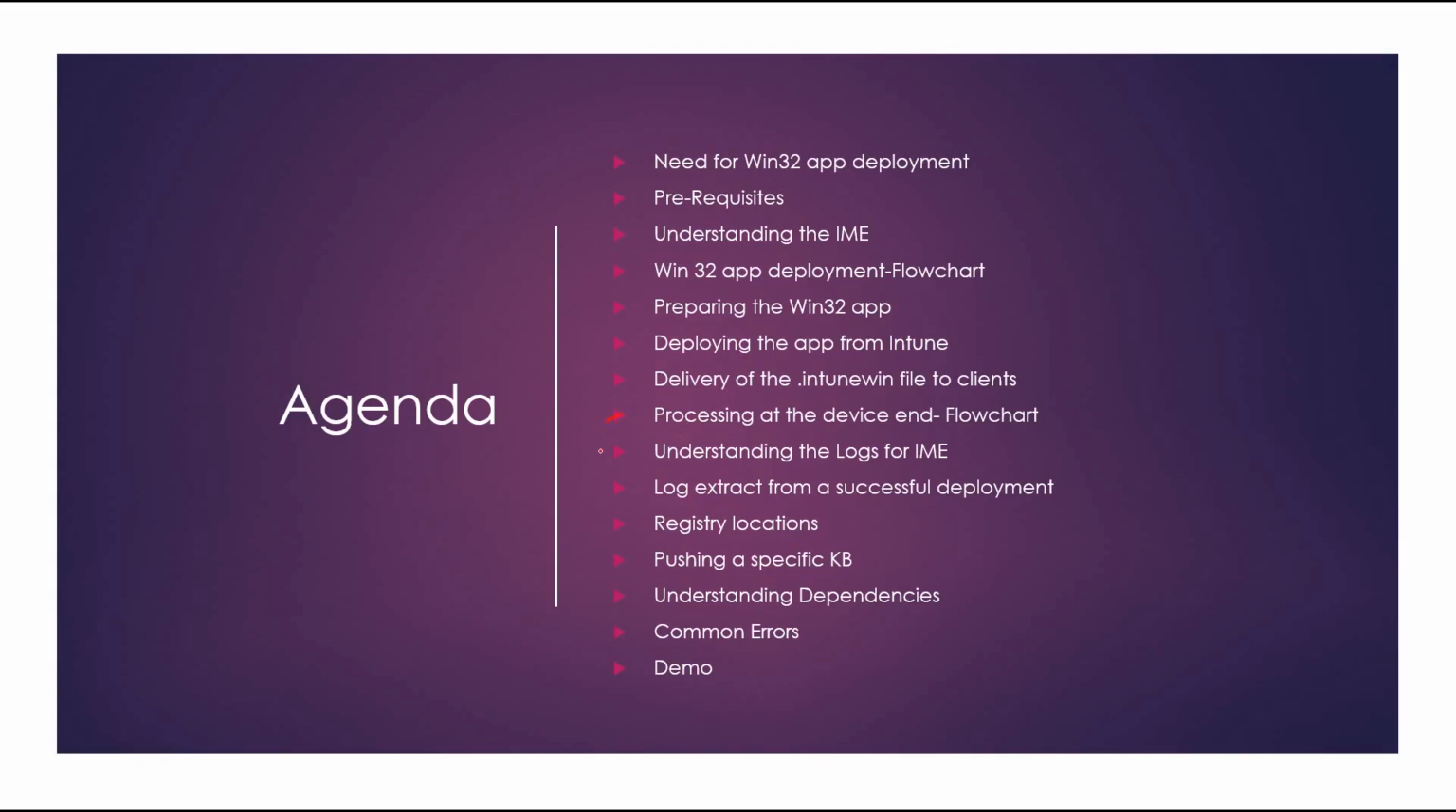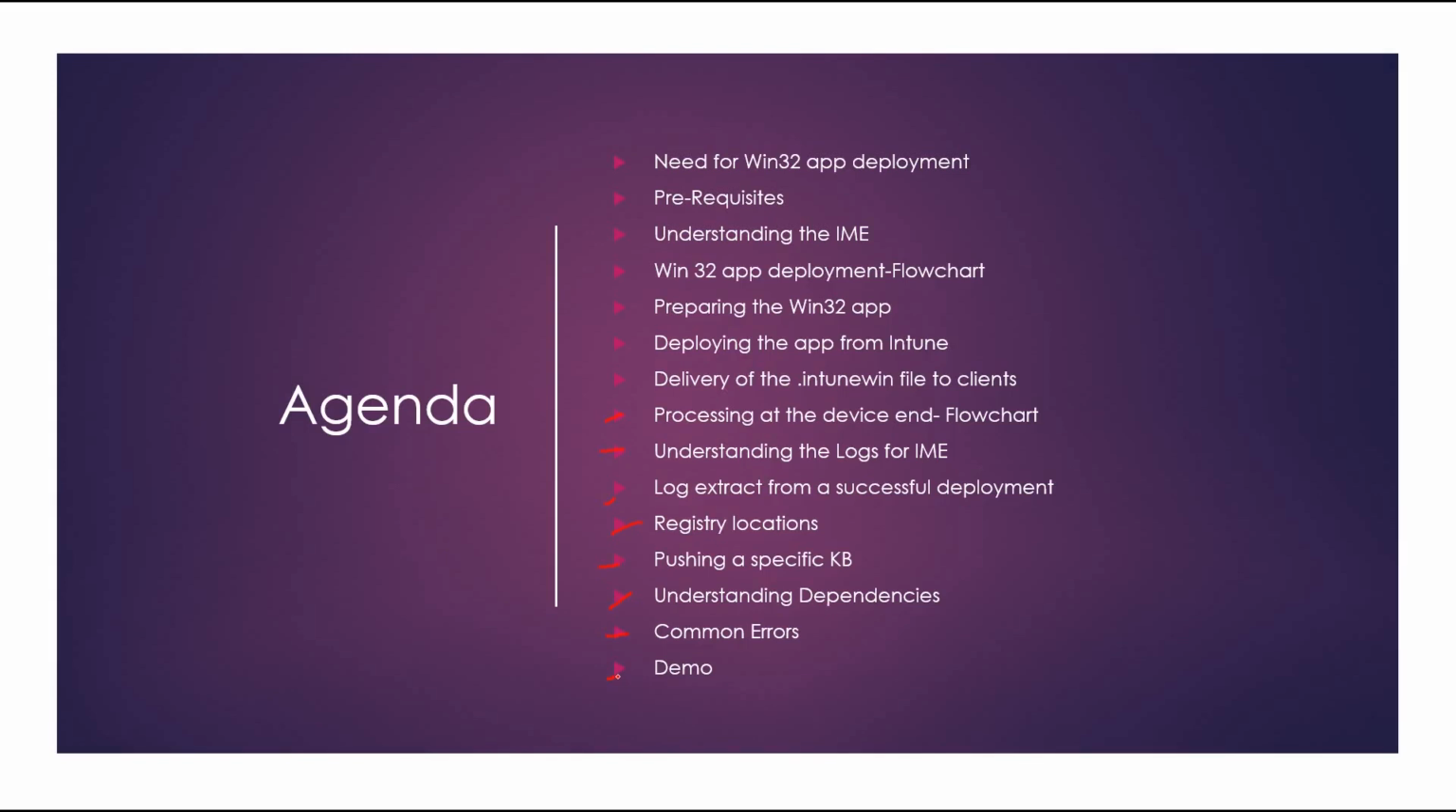The processing, we'll take a look over a couple of logs, we'll take a look over the registry location, and then we will take a look over some customized use case scenarios, like if it is not an exe that we want to deploy, if it's a specific KB, then how do we do that? How do we set up dependencies? How do we use PowerShell scripts for detection logic and all that? We'll take a look over common errors and then we will go into the demonstration.